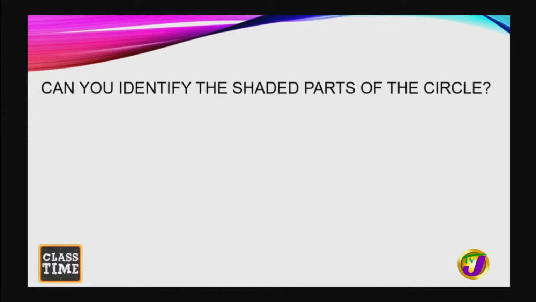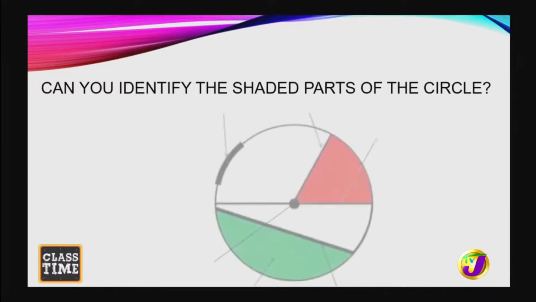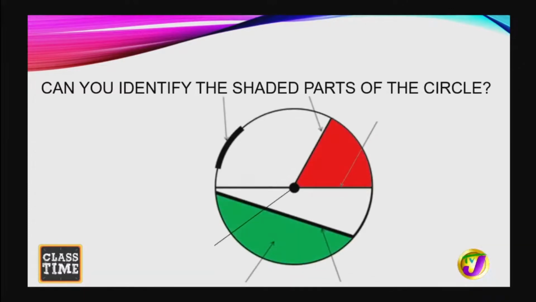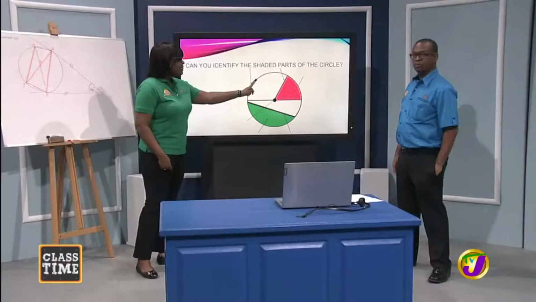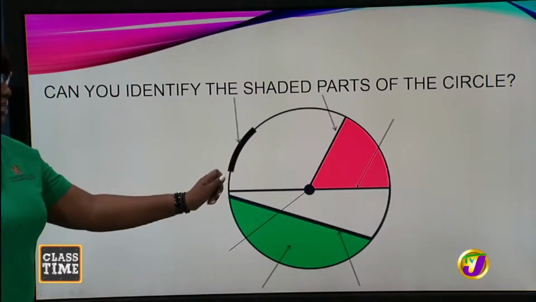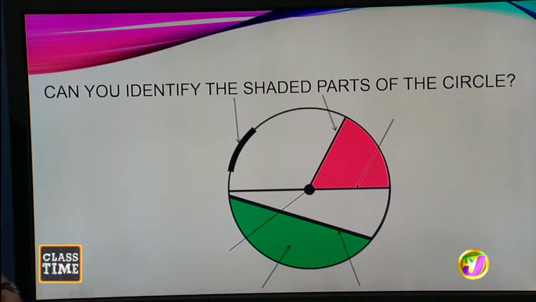Can you identify the shaded parts of the circle? All right, so you wanted me to help you. Let's see how much I remember. The shaded parts, inclusive of the outer sections, I see. So I think this section here is a part of my circumference, and I believe it's called an arc, right, mister? Yes, I think that is what it's called. My teacher said it's a part of the circumference, so it must be the arc.